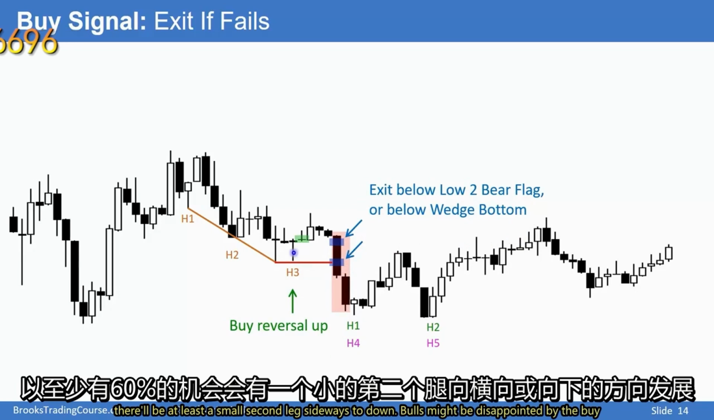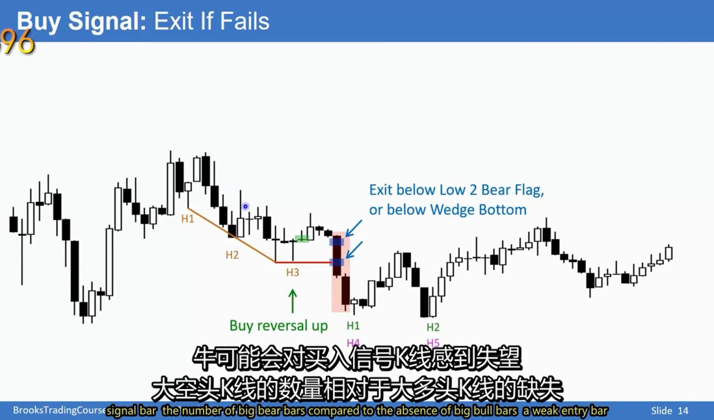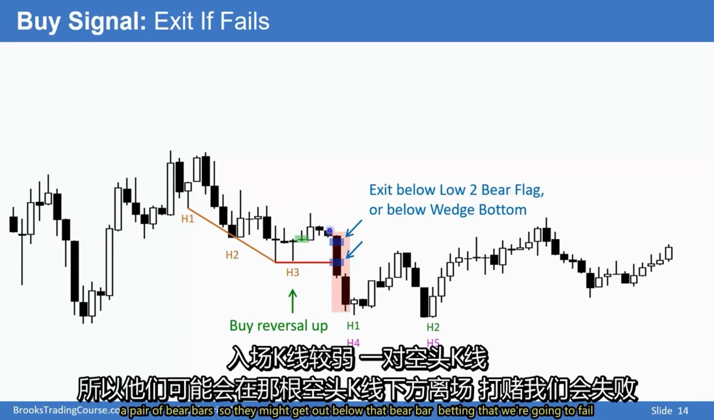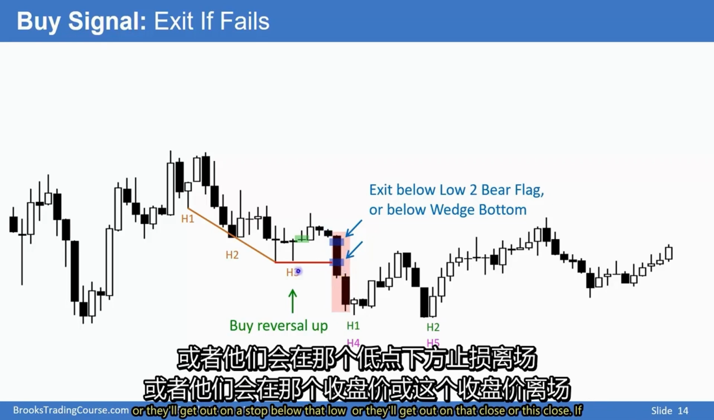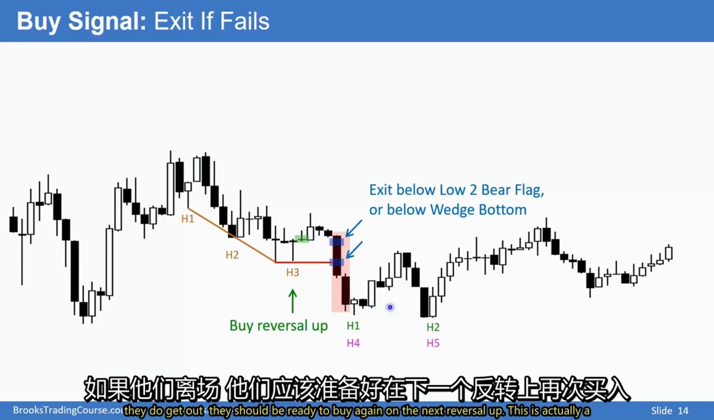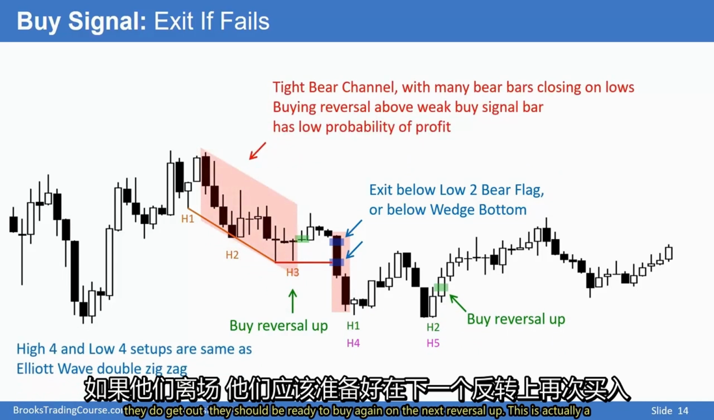Bulls might be disappointed by the buy signal bar, the number of big bear bars compared to the absence of big bull bars, a weak entry bar, a pair of bear bars, so they might get out below that bear bar, betting that we're going to fail, or they'll get out on a stop below that low, or they'll get out on that close or this close. If they do get out, they should be ready to buy again on the next reversal up.